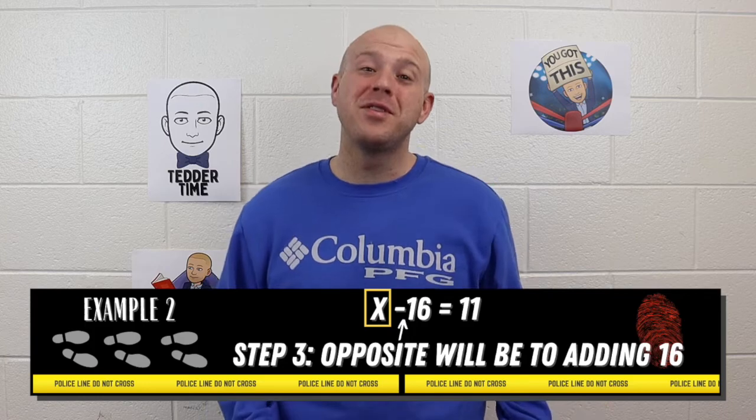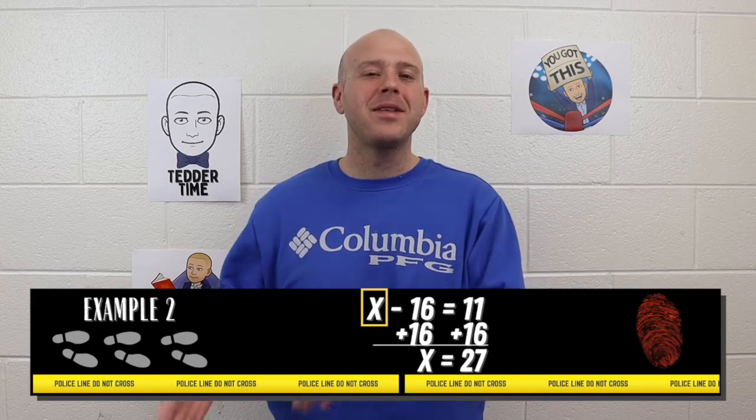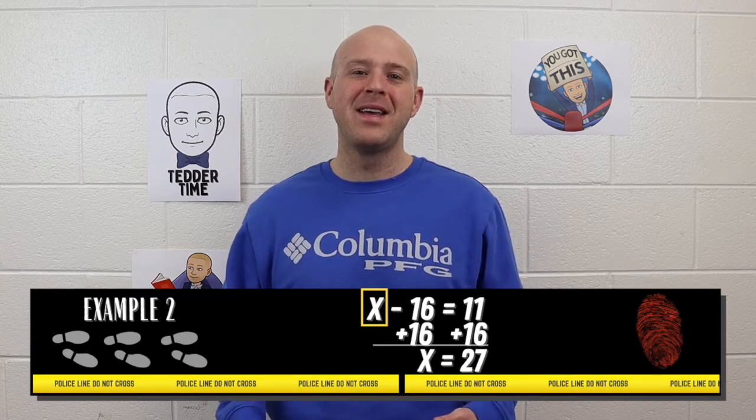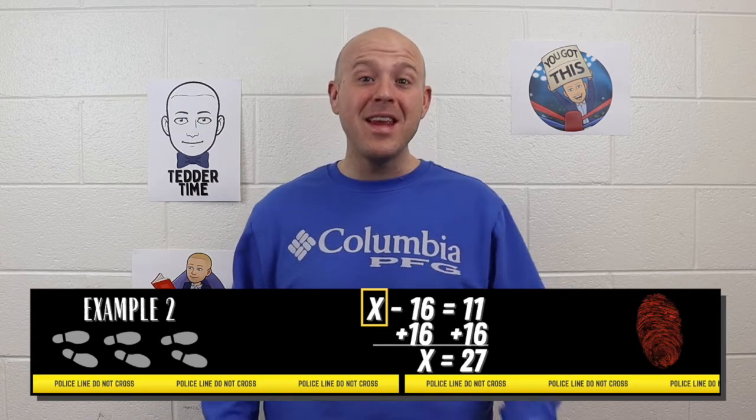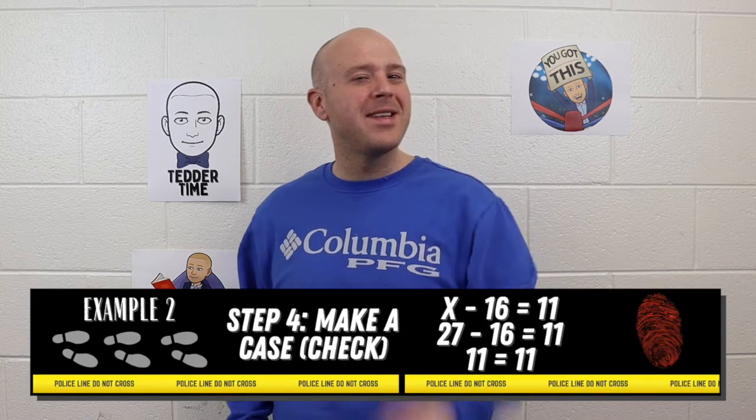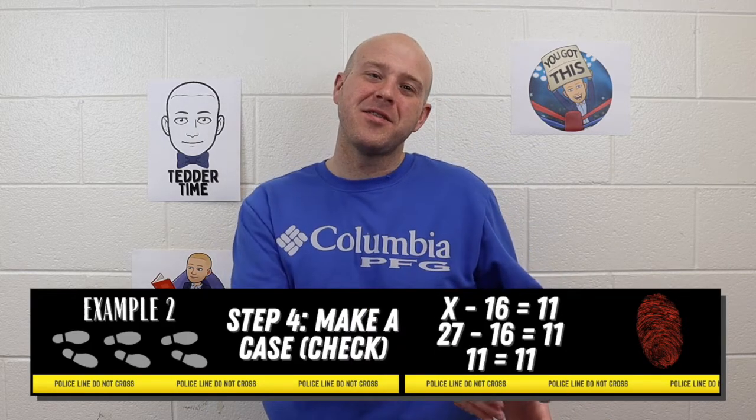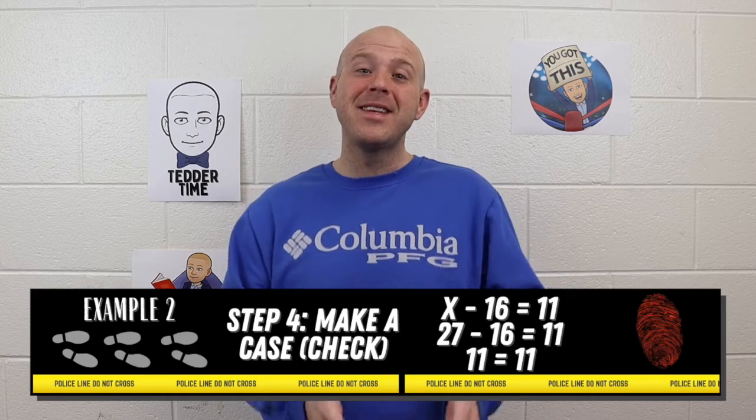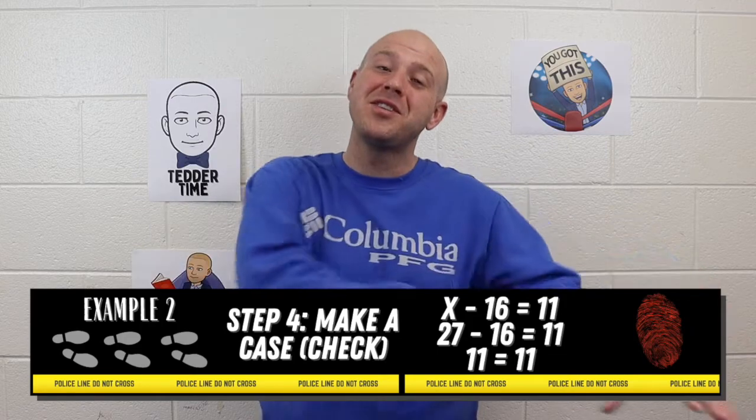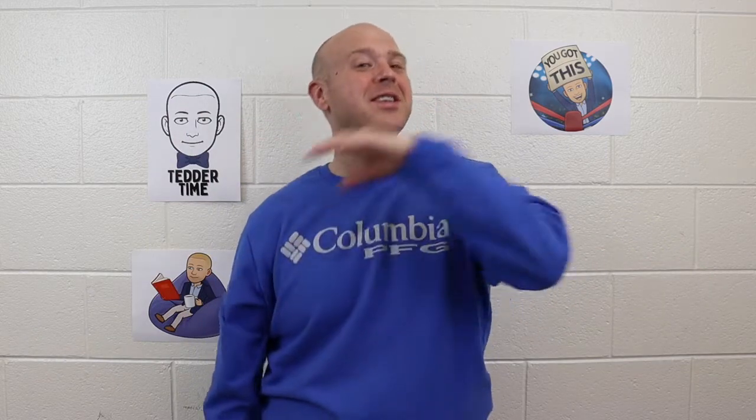So then I'm actually going to do that. So x minus 16 equals 11. I'm going to add 16 to both sides. And I see that x equals 27. And so step 4, let's make our case, detective. Let's plug that in. So 27 minus 16, I get 11. So I'm good to go. So addition is the opposite of subtraction, and subtraction is the opposite of addition. You've got to remember that, okay? This is big for equations.